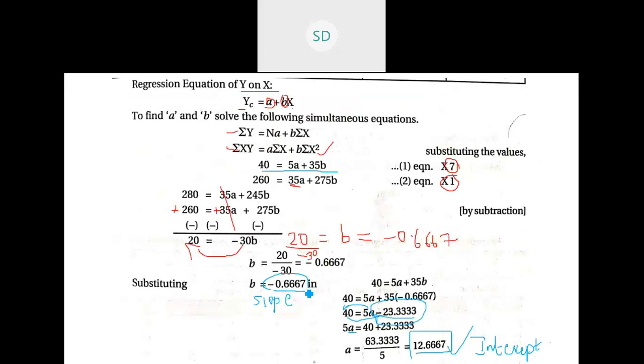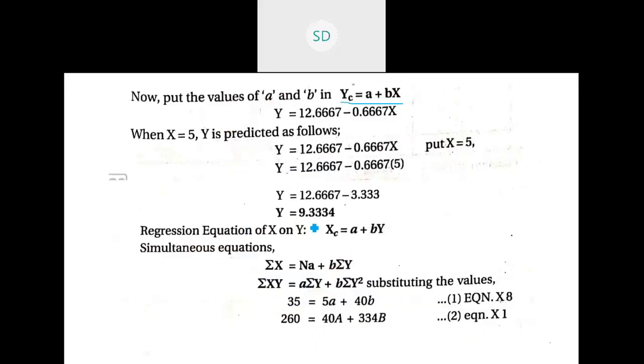So you will be writing it like this: y is equal to 12.6667 plus minus 0.6667x. Here again plus into minus, you will have minus only left out, so directly they have taken that minus.